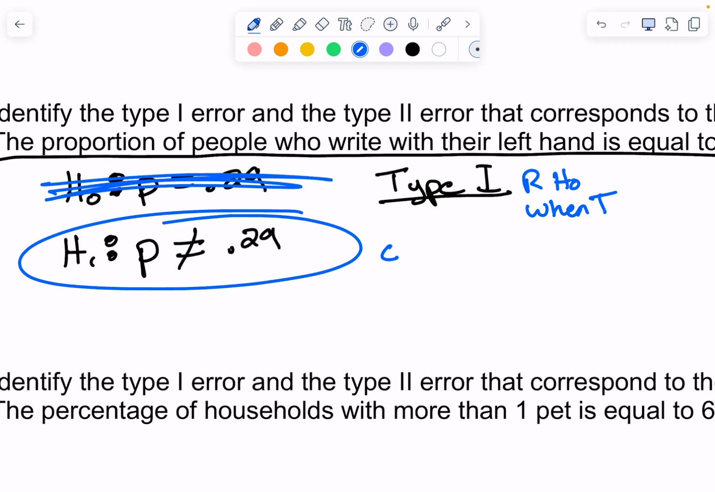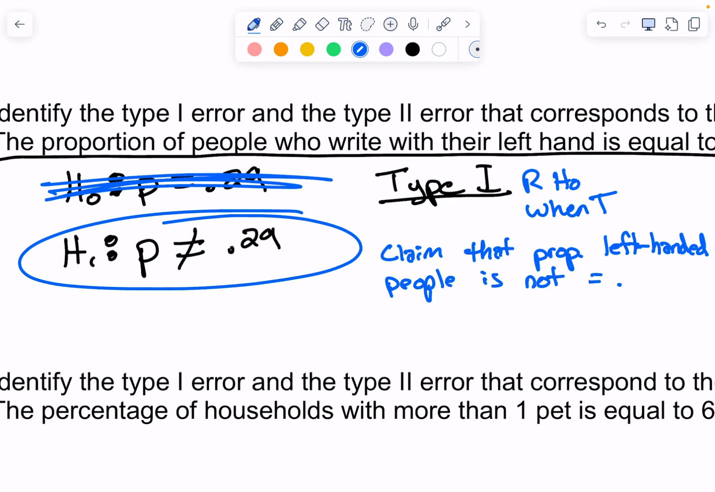Our conclusion is that we are claiming that the proportion of left-handed people is not equal to 0.29 when it actually is. Does that make sense? We are concluding that this is true when this should have been true. That's the type 1 error that is happening.